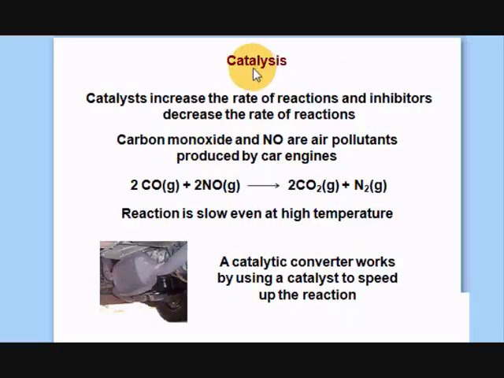Catalysts increase the rate of reactions. So for instance, if you've got poisonous carbon monoxide, nitrogen oxide and nitrous oxide, you want to ensure that they're catalyzed when they go through the catalytic converter. You have the presence of a catalyst to ensure that this reaction is speeded up so that you get safe carbon dioxide and nitrogen gas released from the exhaust.